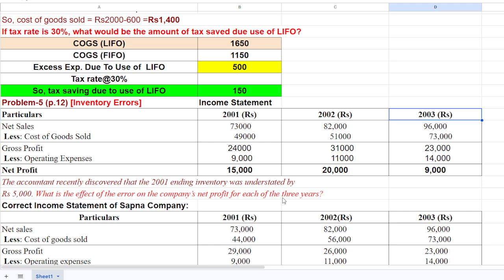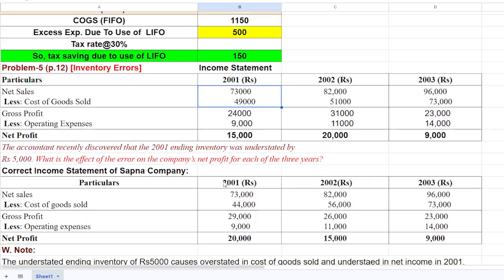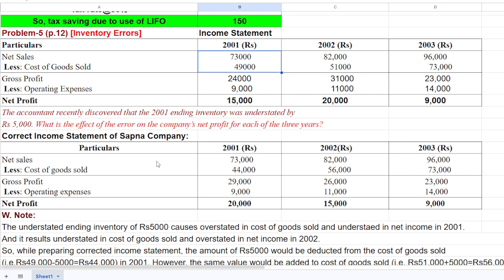Remember, we know that the cost of goods sold is simply the framework under which we say opening inventory plus net purchases, which is called cost of goods available for sale, minus ending inventory. That means once we deduct less as ending inventory while finding the cost of goods sold, because of this error the cost of goods sold was overstated. Once we understate ending inventory, cost of goods sold would be overstated because you have deducted less. So in this case, you are going to prepare the correct income statement of this company, like Sapna company.